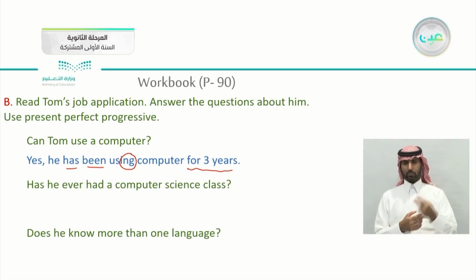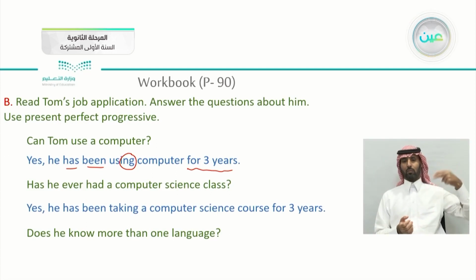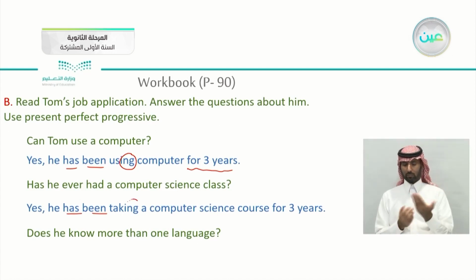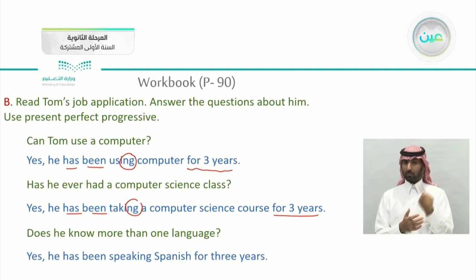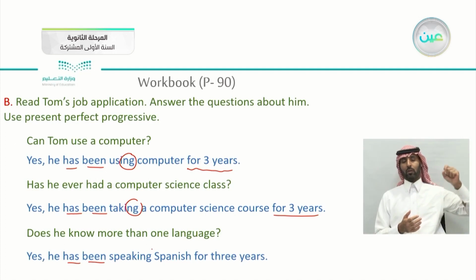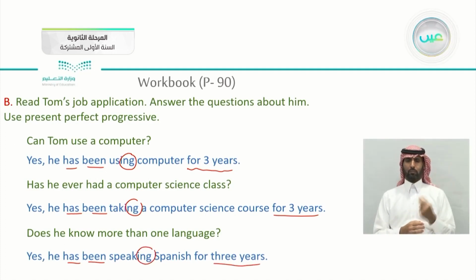Has he ever had a computer science class? Look in the document. How long? Yes, he has been taking a computer science course for 3 years. Has been taking, and this is the time or duration, for 3 years. Does he know more than one language? Yes, actually. He has been speaking Spanish for 3 years. Has been speaking, and this is the time, for 3 years.